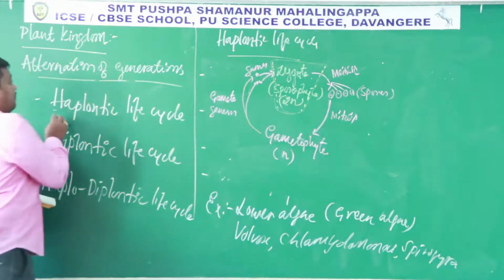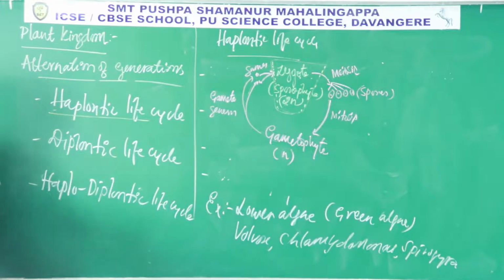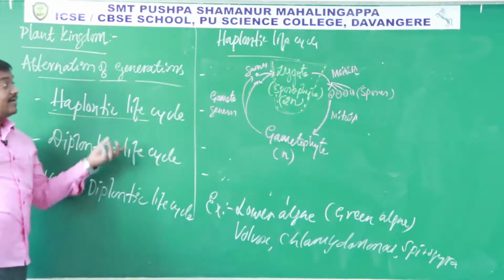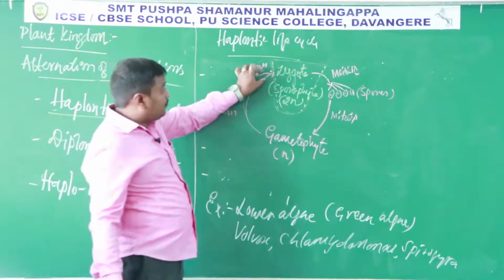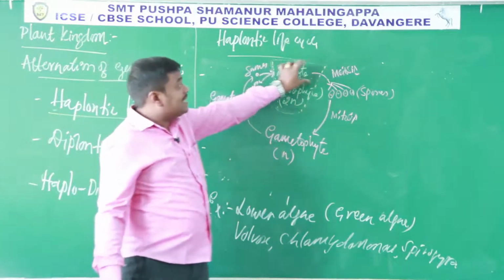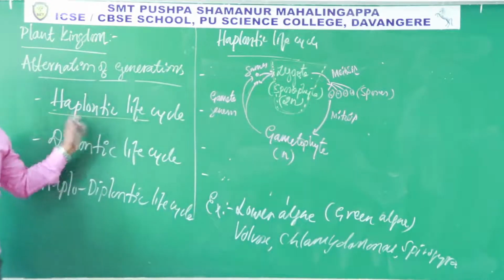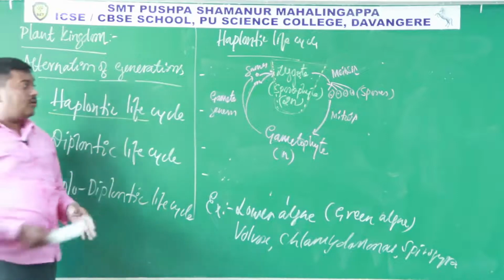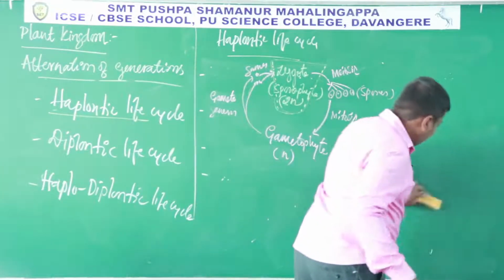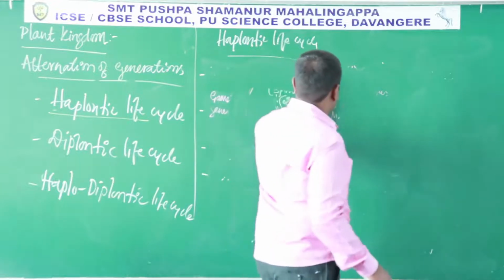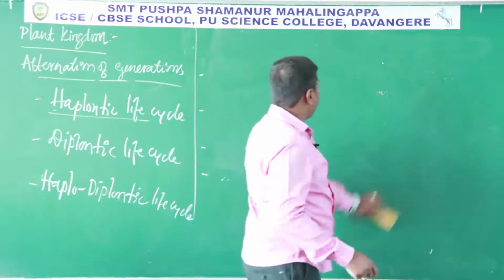So in which type of plants is the haplontic life cycle observed? Where the main plant is gametophyte and zygote is very short lived. Immediately after fertilization, when two gametes fuse and zygote is formed, it immediately undergoes meiosis. Such type of plants show the haplontic life cycle. So example, lower algae. Okay, next come to another type of life cycle, that is diplontic.